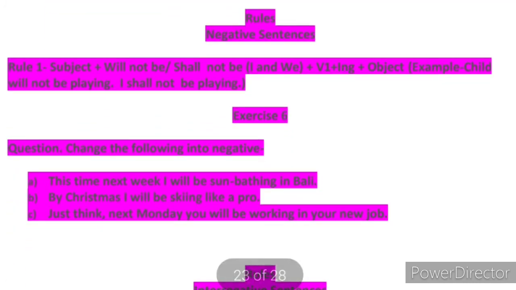Next is negative sentence. So rule is, we are supposed to add not in between will be and shall be. Will not be, shall not be will be there. So subject plus will not be or shall not be plus V1 plus ing. This is the structure or rule. For example, child will not be playing, I shall not be playing.